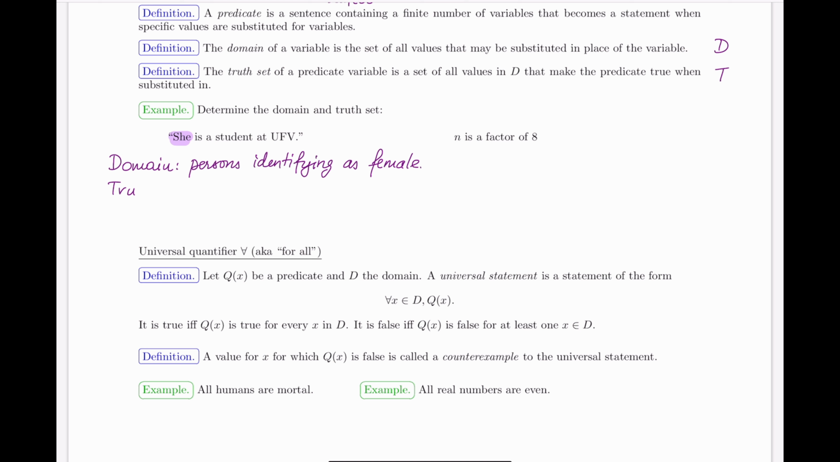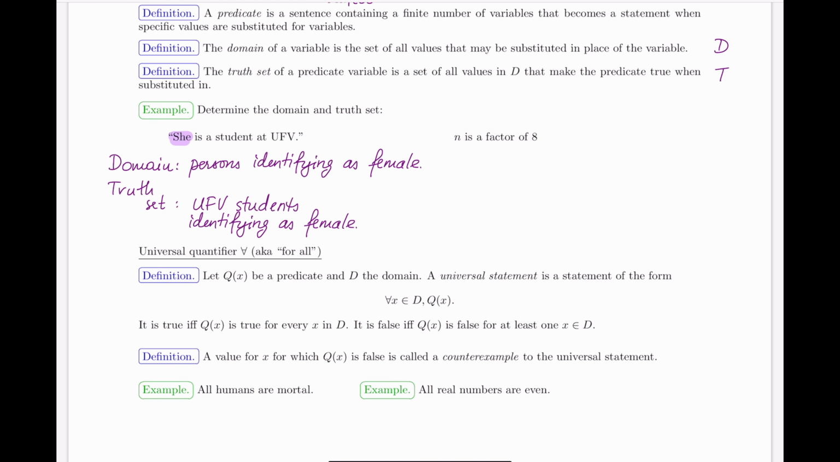What about the truth set? The truth set will be a subset of the domain. It is going to be those specific objects, or in this case people, in the domain that make this a true statement. So in this case, it's going to be persons who identify as female who are also students at U of V. Let's take a look at the next example, mathematical in nature.